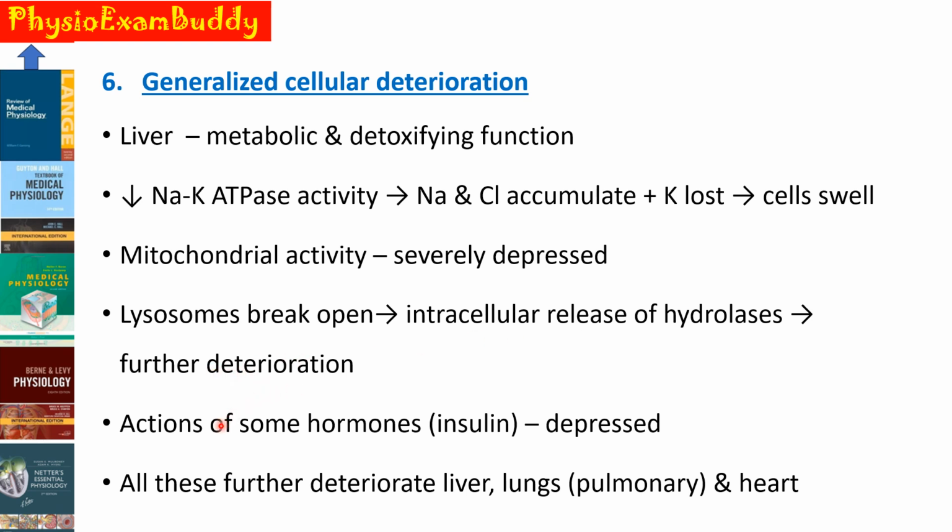And cellular metabolism of nutrients such as glucose eventually becomes greatly depressed, mainly in the last stages of shock, as some of the hormones involved in glucose metabolism are depressed, including almost 100% depression of the action of insulin. So all these effects contribute to further deterioration of many organs of the body, including especially the liver, lungs, and heart.